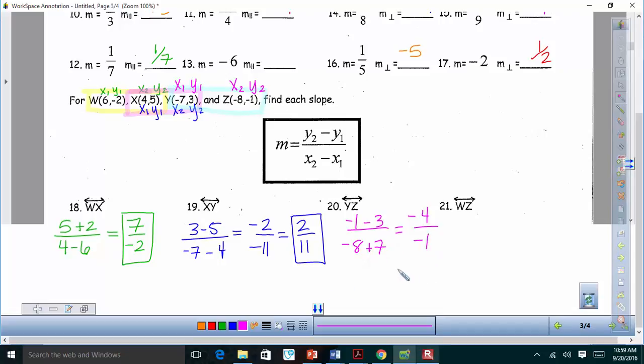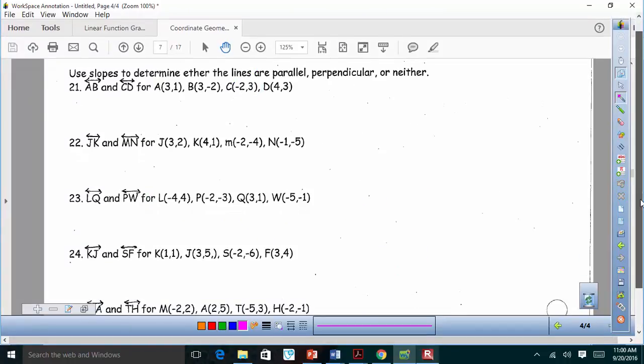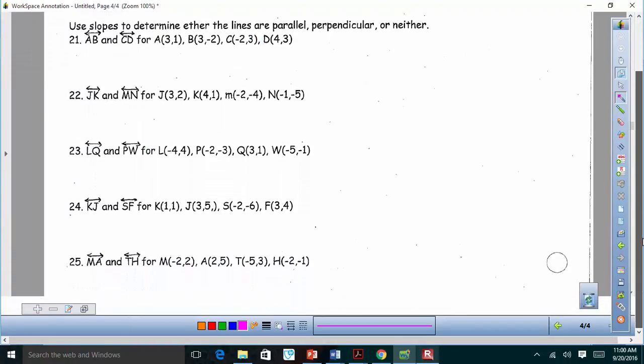So what would that be? Just a positive 4. Very good. Okay, so if we can find slopes, then we're going to be able to do this next part. It tells me to use the slopes to determine whether the lines are parallel, perpendicular, or neither. So let's look at 21 first.